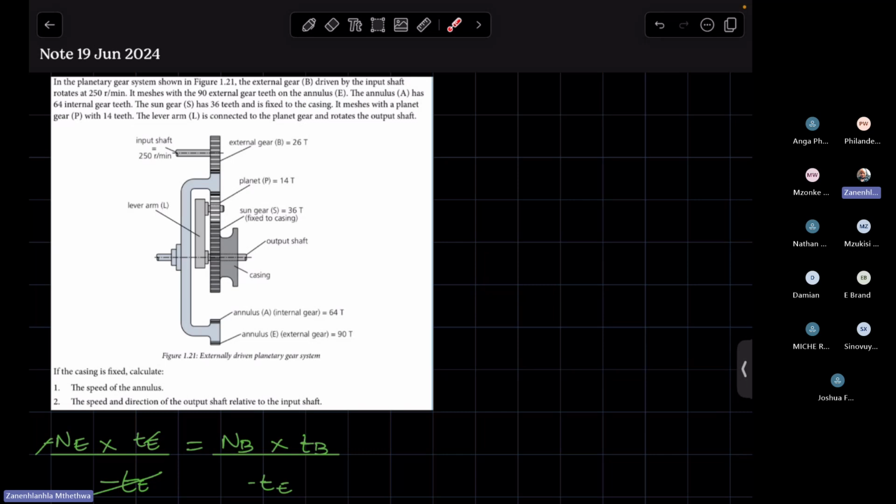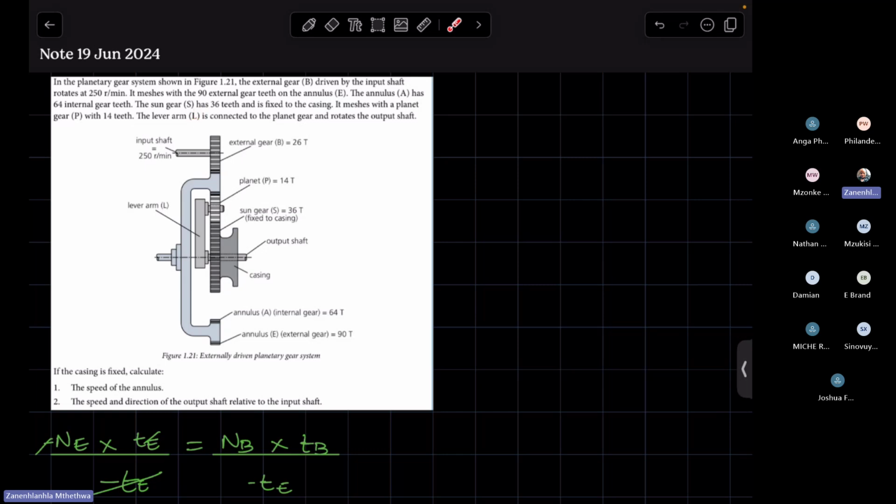It meshes with the planet gear P with 14 teeth. The lever arm is connected to the planetary gear and rotates the output shaft. So remember, they said for number 2, calculate the speed and direction of the output shaft. The lever arm is connected to the planetary gear and rotates the output. So essentially, if they want you to calculate the output shaft, they want you to calculate the rotational frequency and the direction thereof of the lever arm.